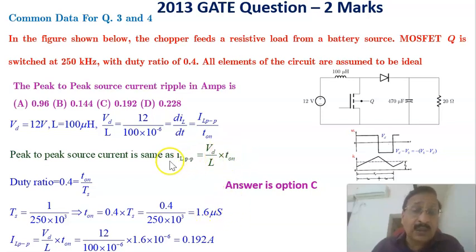Once you get the on period, you can calculate the peak to peak current through the inductor or through the source, which is equal to Vs, or the input voltage VD, divided by L into T on. That equals 12 divided by 100 into 10 raised to minus 6, into the on period 1.6 into 10 raised to minus 6, and from this we get 0.192 ampere. The peak to peak current through the inductor, which is the same as the peak to peak current through the source, is 0.192 ampere. Therefore, the answer is option C.